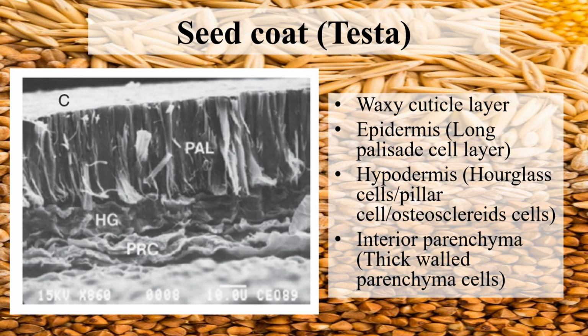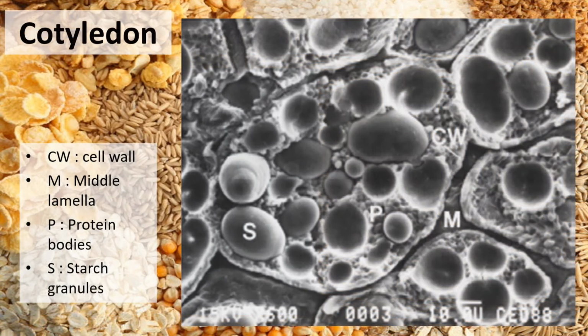It has a waxy cuticle layer, epidermis with long palisade cell layer, hypodermis with hourglass cells, spiller cells, osteosclereid cells, interior parenchyma, and thick-walled parenchyma cells. Here is a microscopic picture of cotyledon. P denotes cell wall, M denotes middle lamella, P denotes protein bodies, S denotes starch granules.